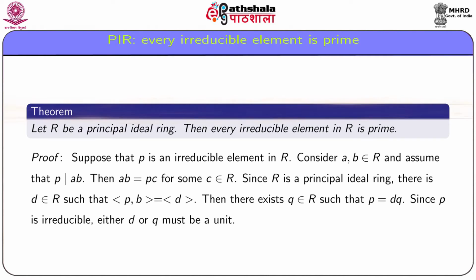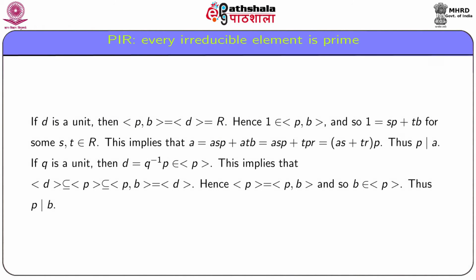For this, consider the ideal generated by PB. Since R is a principal ideal ring, there is some D in R such that the ideal generated by PB is also generated by D. Thus, P belongs to the ideal generated by D, and hence there exists some Q in R such that P is equal to DQ. Since P is irreducible, either D is a unit or Q is a unit.